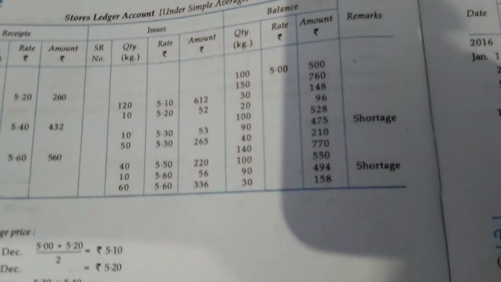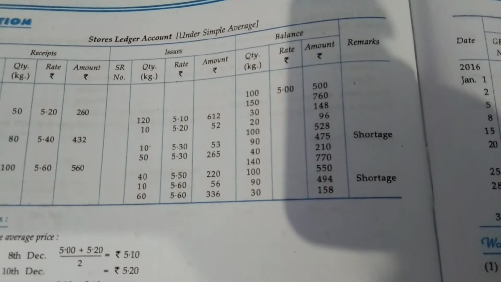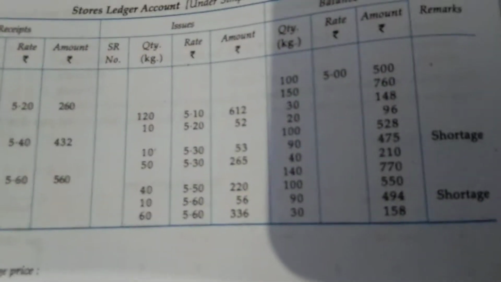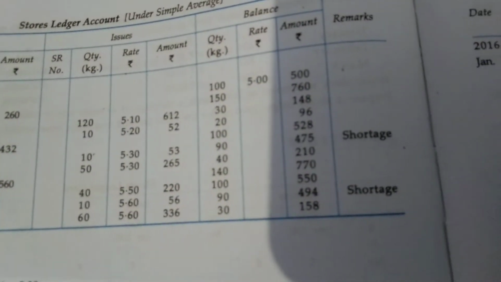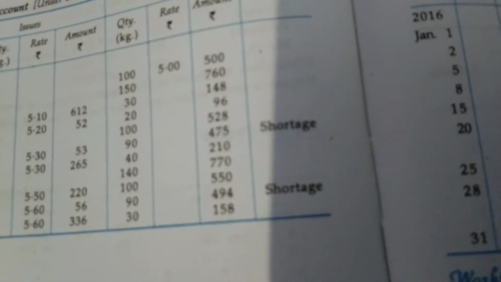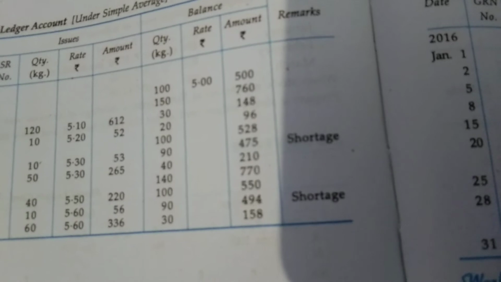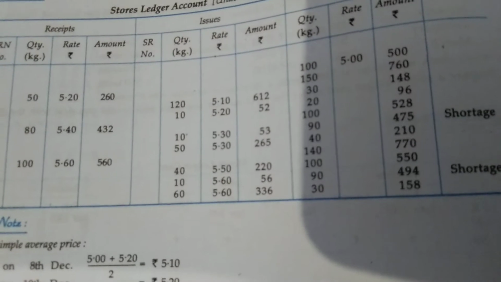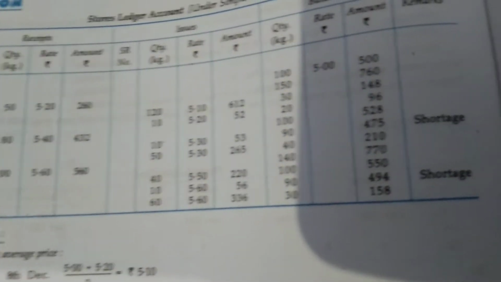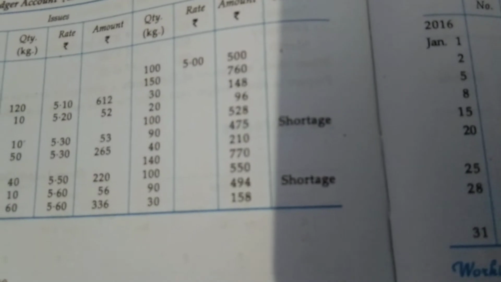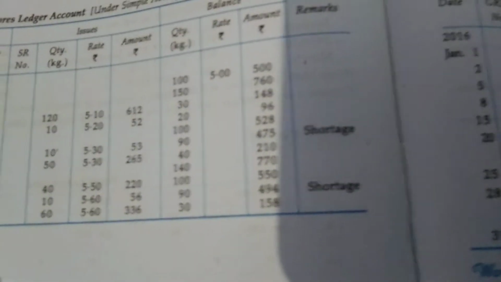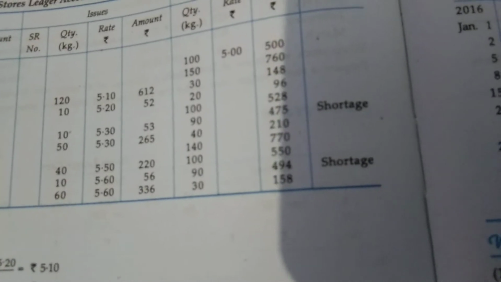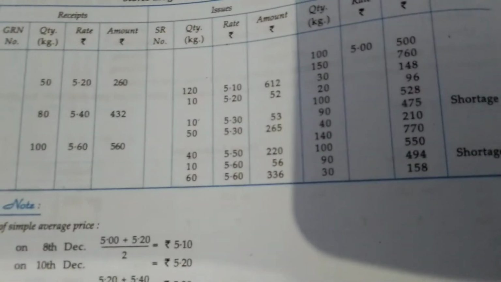Now look at here, in case of simple average, what we are doing, we are just adding. The earlier balance was 100 at 5 and the total price was 500, and now we have purchased 50 at a price of 5.20, total is 260. The balance has been written this way: 100 plus 50, 150, and the total value is 500 plus 260, 760. In case of simple average we should do it in this way.